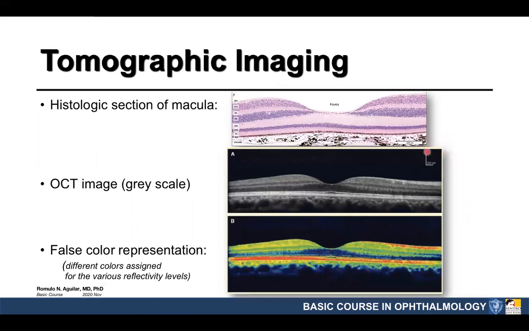So this is the tomographic image of the macula and the fovea. Usually, the output of OCT is really in the grayscale. And you will see now how closely it approximates a true histologic section. On occasion, you will see reports where the tomographic image is colored. But this color is what we call false color representation. Now, what does that mean?